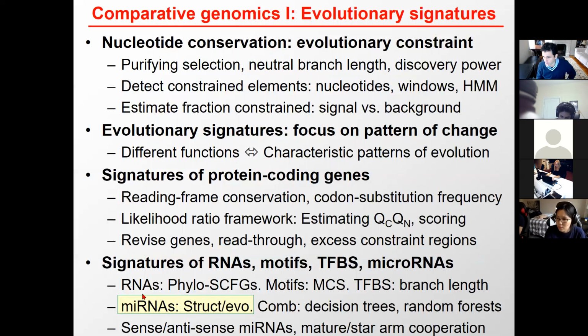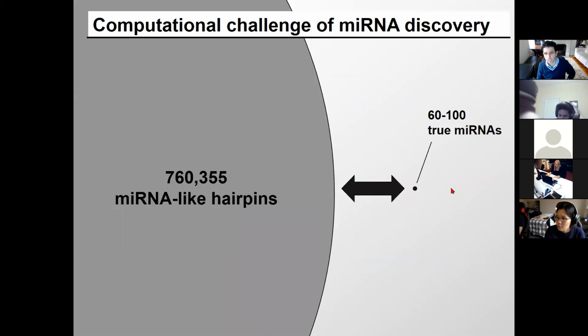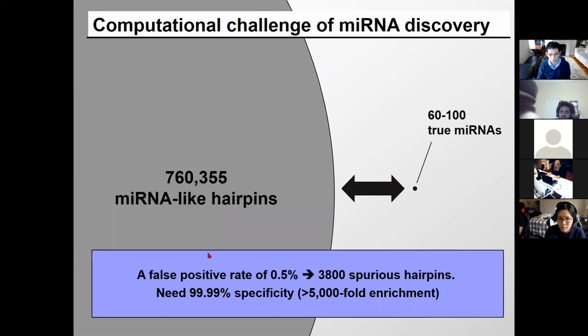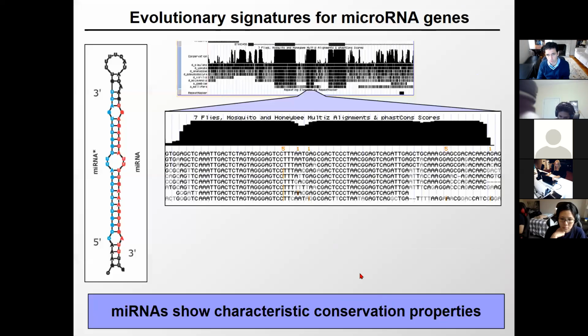So the last signature that I want to talk about is the microRNA evolutionary signatures, to basically look for only 60 to 102 microRNAs compared to 760,000 microRNA-like hairpins. So it's an enormous challenge of signal to noise. So even with a false positive rate of 0.5%, we would have 3,800 spurious hairpins. So we need specificity of 99.99%, so basically more than 5,000-fold enrichment.